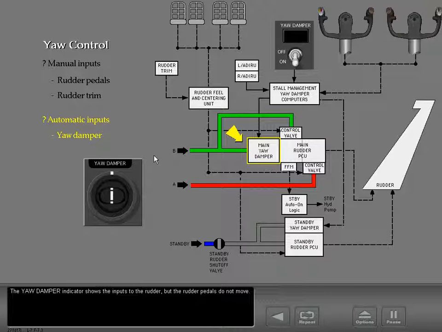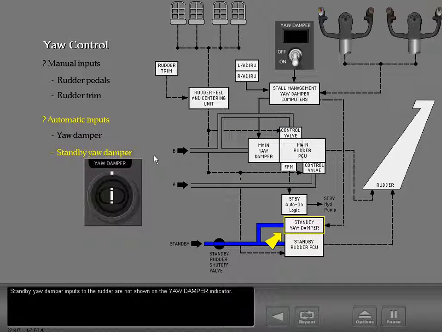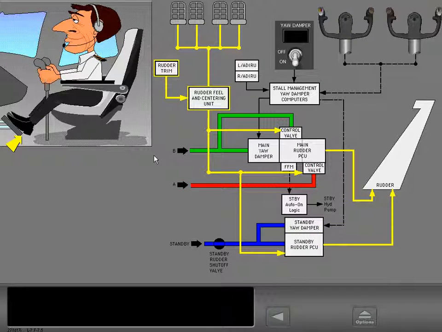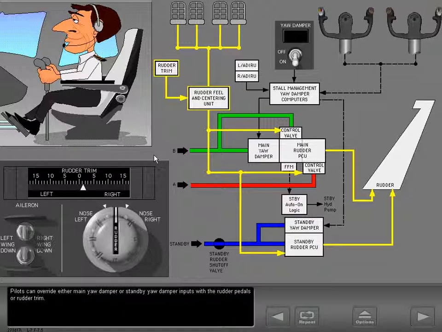The yaw damper indicator shows the inputs to the rudder, but the rudder pedals do not move. Standby yaw damper inputs to the rudder are not shown on the yaw damper indicator. Pilots can override either main yaw damper or standby yaw damper inputs with the rudder pedals or rudder trim.